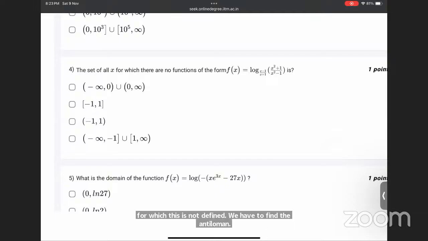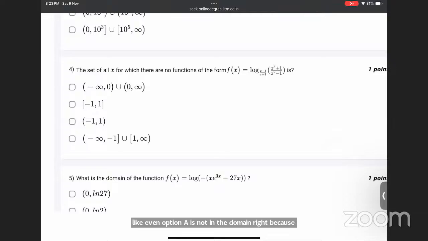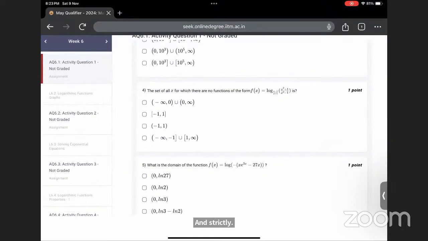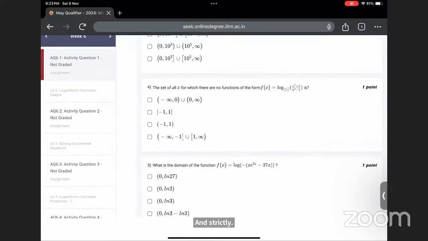Okay, ma'am, I thought we have to conclude. I'm substituting, even option A is not in the domain, because it's including -1, so I thought it is correct. No. Okay, ma'am, I understood. Just calculate the domain and then calculate the complement of the domain, so we find the set in which this function is not defined. That means the domain complement. Is it now clear? Yes, ma'am.